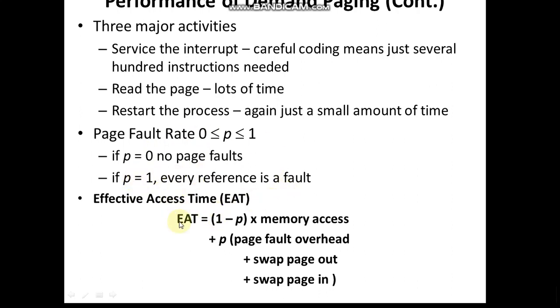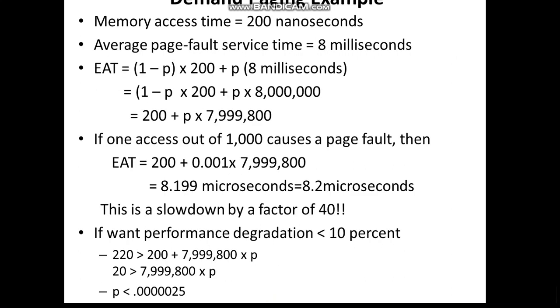Based on this we can calculate the effective access time as (1 minus P) into memory access time plus P into (page fault overhead plus swap page out overhead plus swap page in overhead). So this is the effective access time. Let us look into an example of calculating the performance of demand paging. Say, for example, the memory access time is 200 nanoseconds per instruction. The average page fault service time is 8 milliseconds.